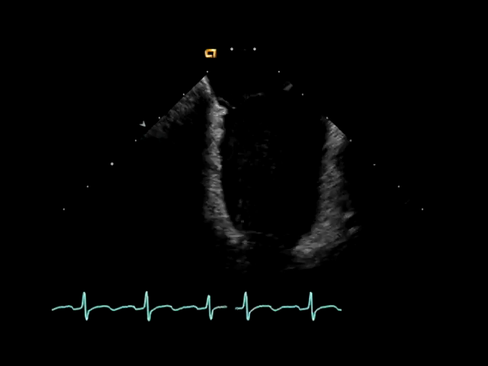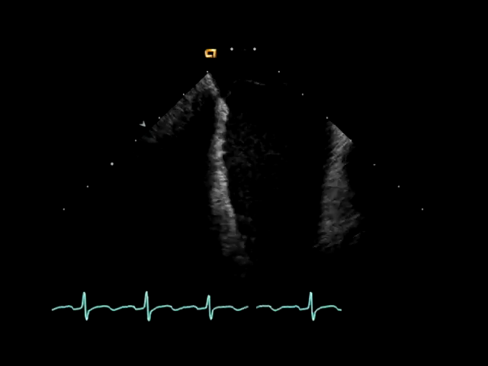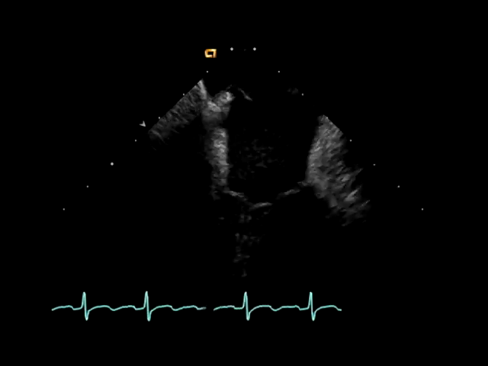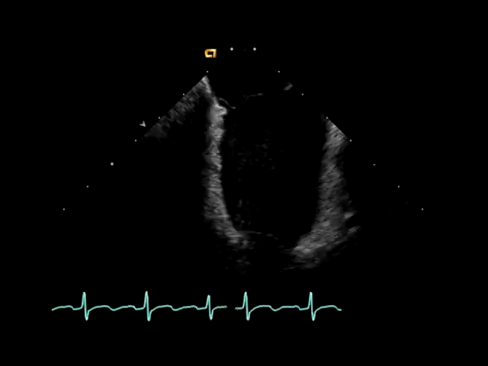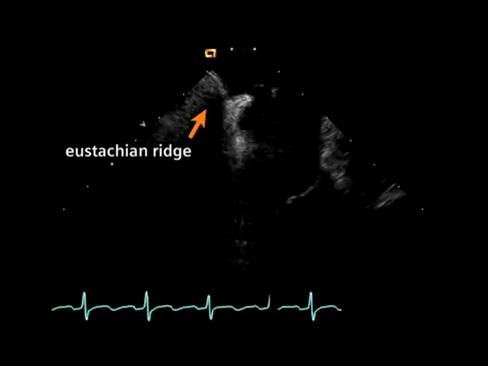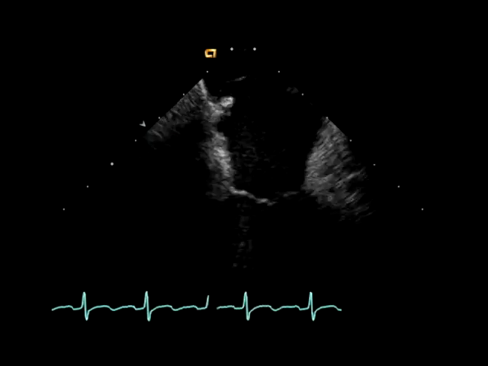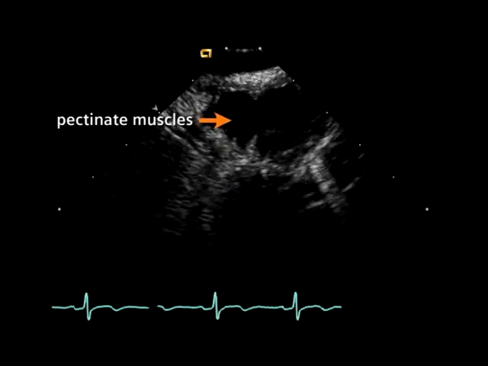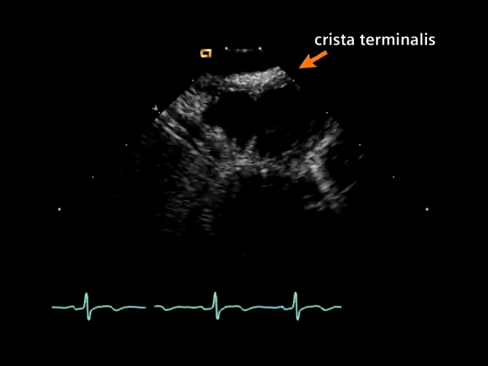From this tricuspid valve kind of home image, we're torquing the catheter counterclockwise to move its imaging plane more anteriorly. We see first the eustachian ridge, and then coming higher we see the pectinate muscles in the lateral right atrium and the crista terminalis.